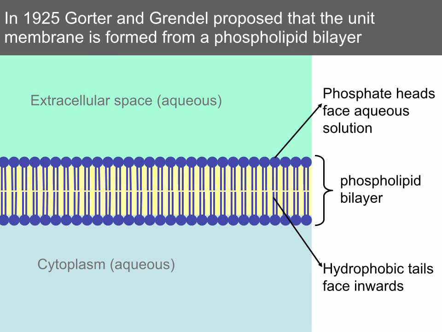Now, in 1925, Gorter and Grendel proposed that the unit membrane is formed from a phospholipid bilayer. What does this mean? Well, you've got one layer of phospholipids with the hydrophilic heads pointing inwards towards the cytoplasm, and the other layer of phospholipids with the hydrophilic heads pointing outwards towards the water which surrounds the cells. The hydrophobic tails of both layers are pointing towards the center of the membrane. Now, the more unsaturated these tails are, the more fluid the membrane is, which we'll look at in a little bit.